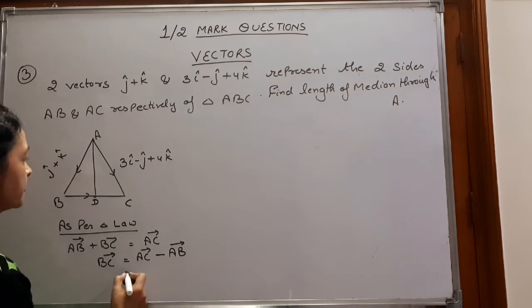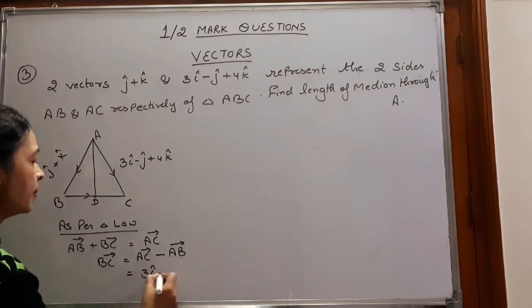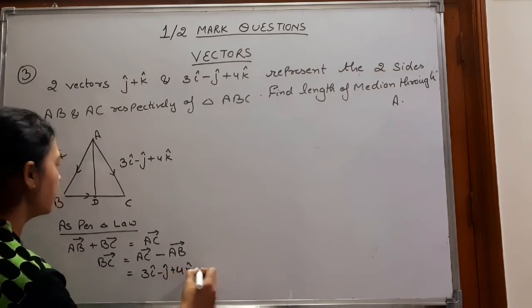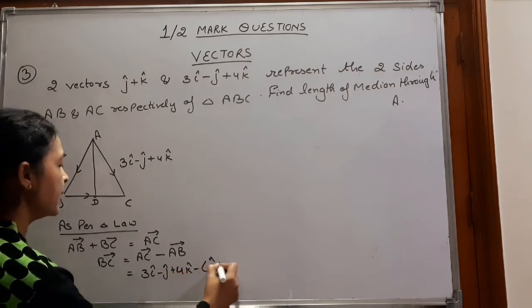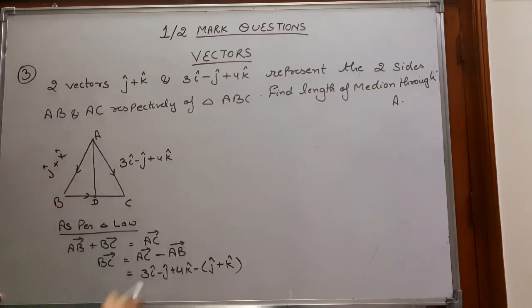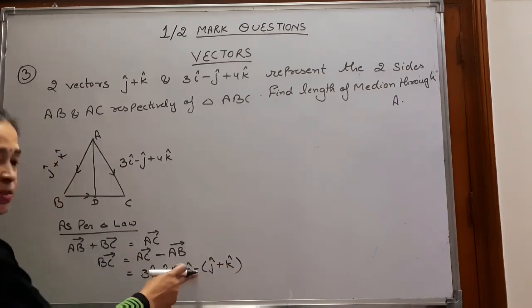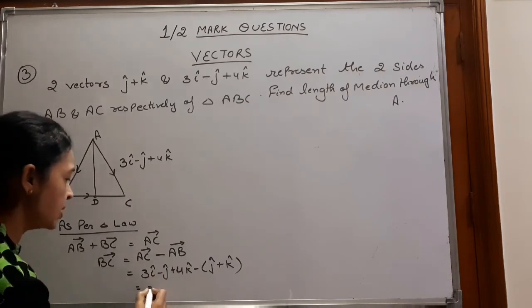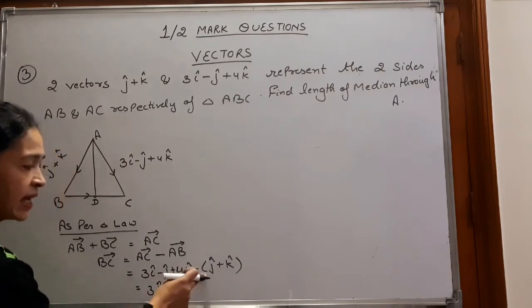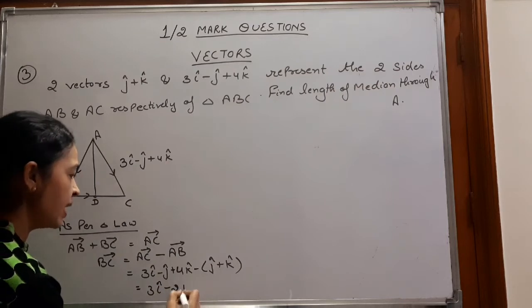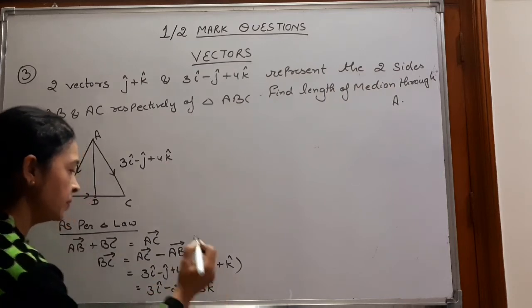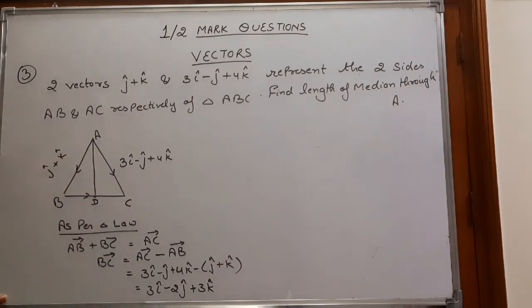What is vector AC? 3i cap minus j cap plus 4k cap minus (j cap plus k cap). Minus before the bracket, the signs inside will change. This is 3i cap minus j cap minus j cap, that is minus 2j cap, and 4 minus 1, plus 3k cap. This is vector BC. Now AD is the median.